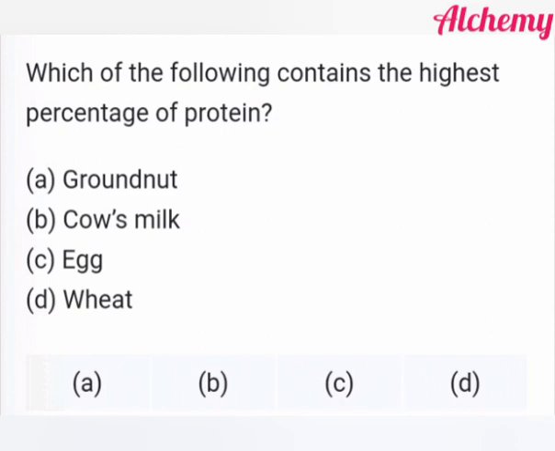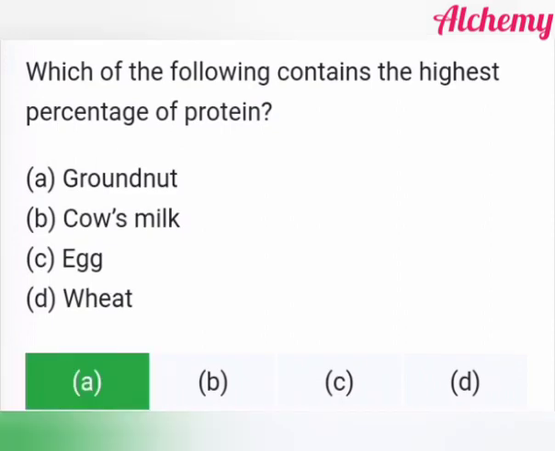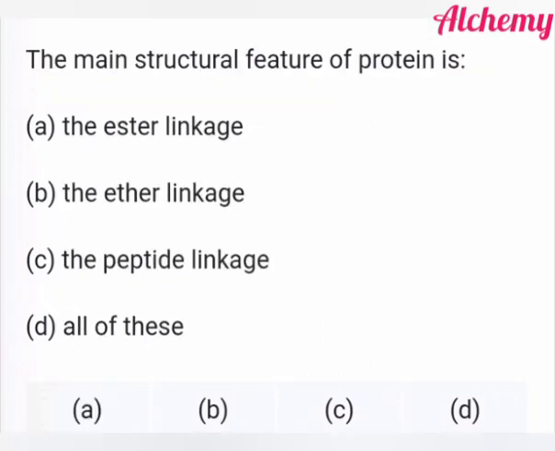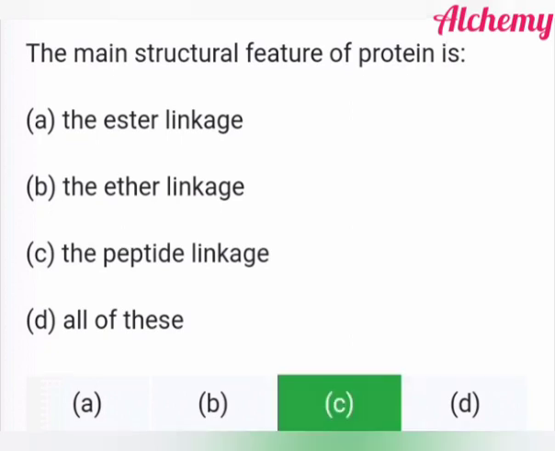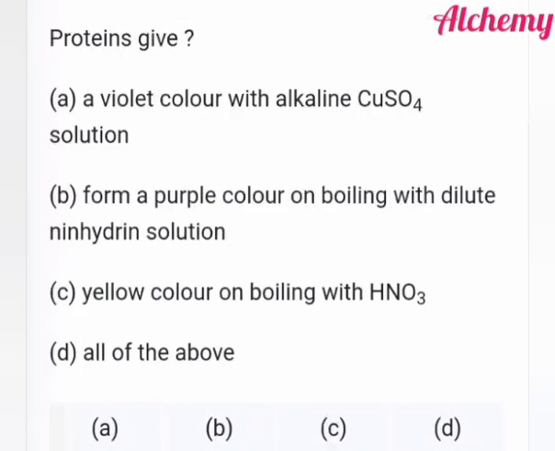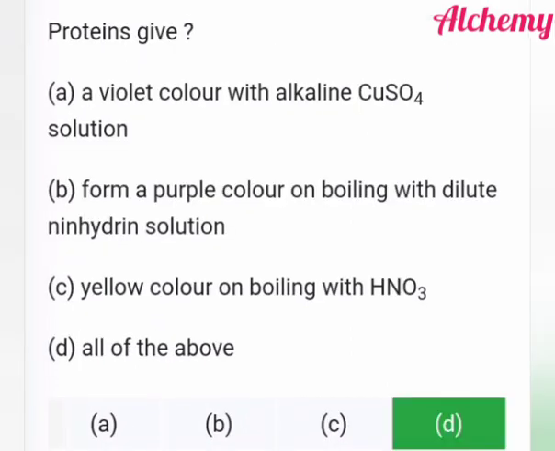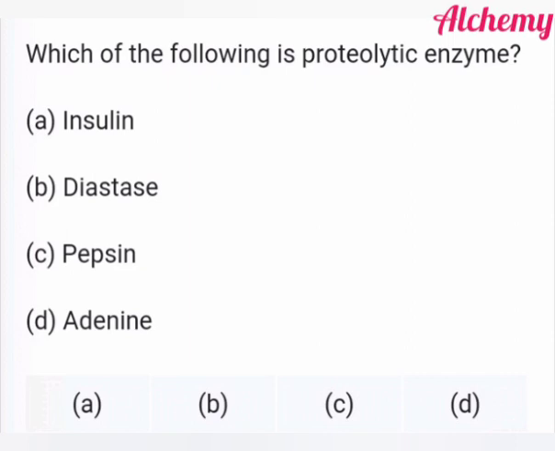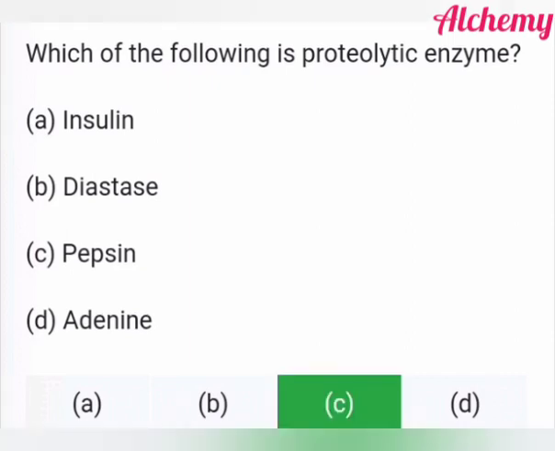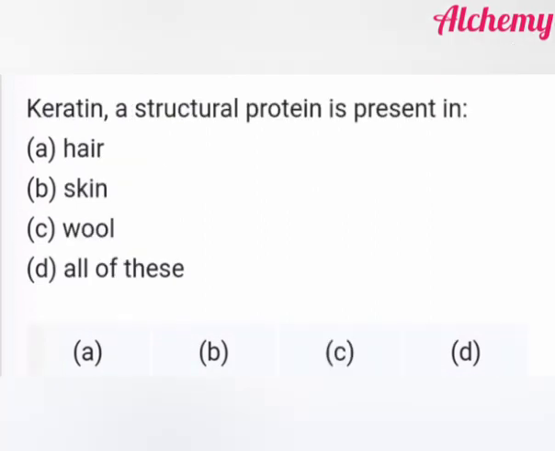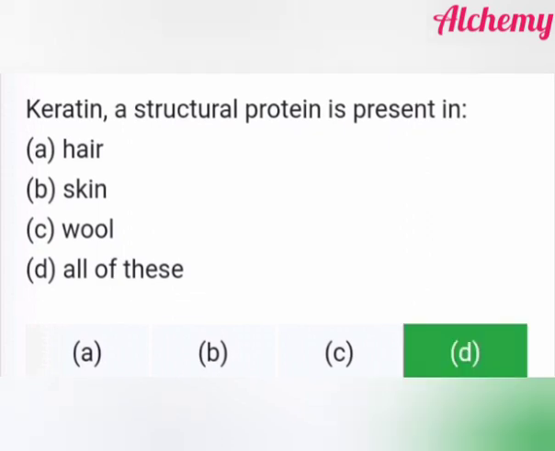Next question, which of the following contains highest percentage of protein? The correct answer is option A, groundnut. Next question, the main structural feature of protein is. The correct answer is option C, the peptide linkage. Next question, proteins give. The correct answer is option D, all the above. Next question, which of the following is a proteolytic enzyme? The correct answer is option C, pepsin. Next question, keratin, a structural protein, is present in. The correct answer is option A, hair.